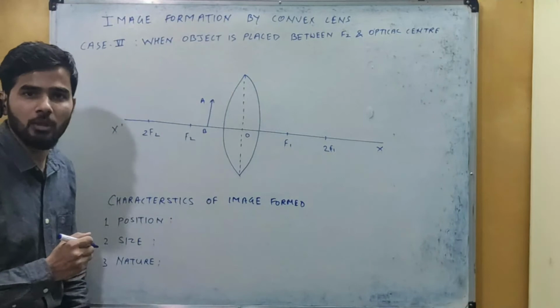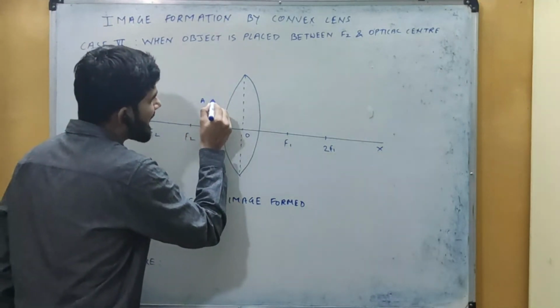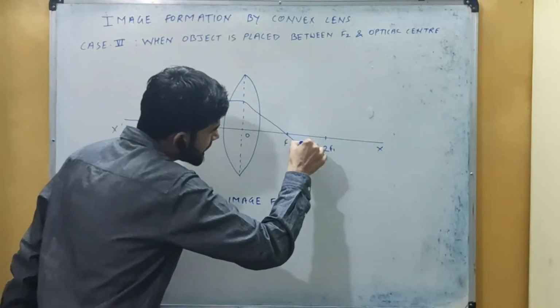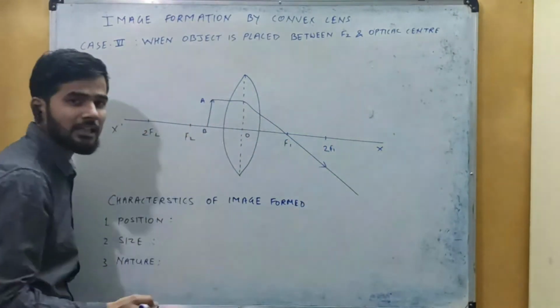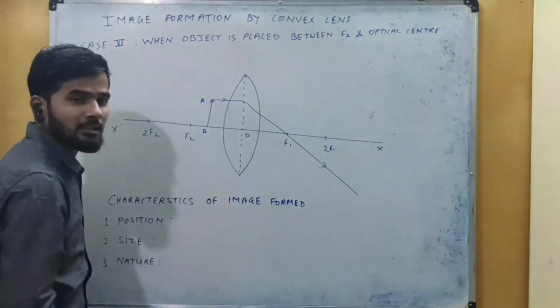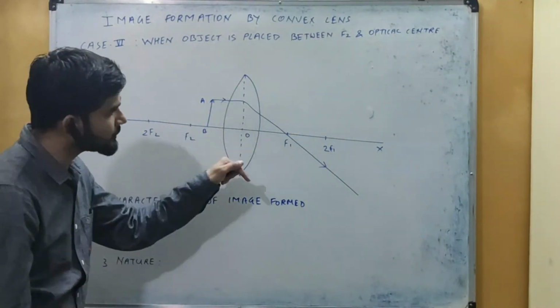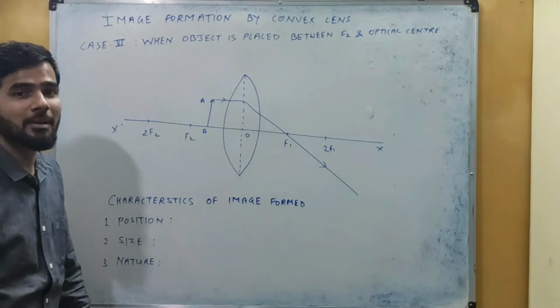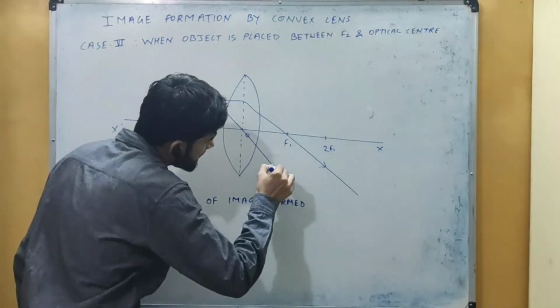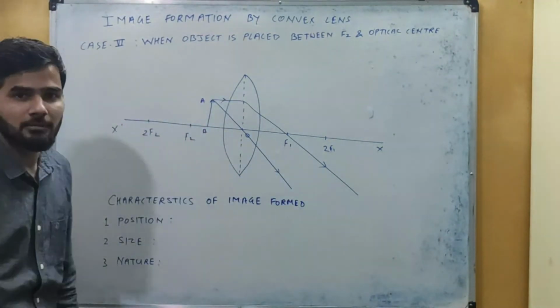Again we will use here rule number first, that if a ray of light is parallel to the principal axis, then after refraction it passes through the principal focus of the lens. Okay, now here what is rule number second, that is if a ray of light passes through optical center then it remains undeviated. तो यहाँ पर इस तरह से कुछ light ray जाएगी.